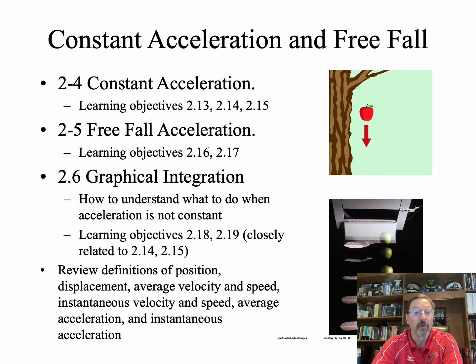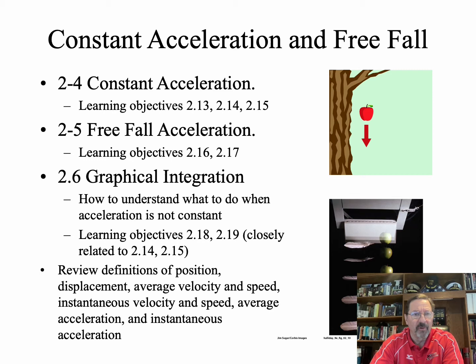Pay attention to the learning objectives specified here, 13, 14, and 15 in section 2.4. They tell you that you have to know when to apply the constant acceleration model and that you have to be able to apply it in appropriate problems.